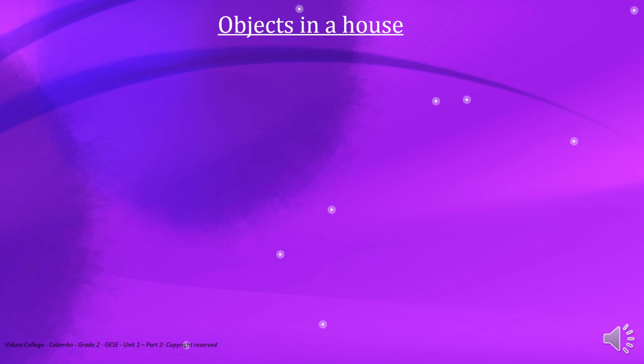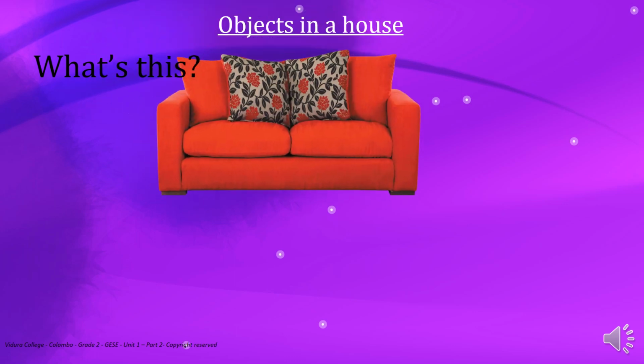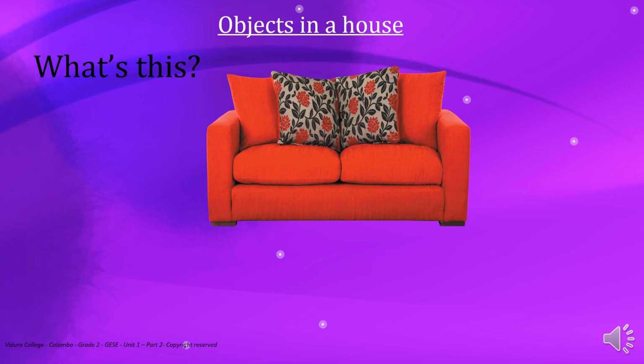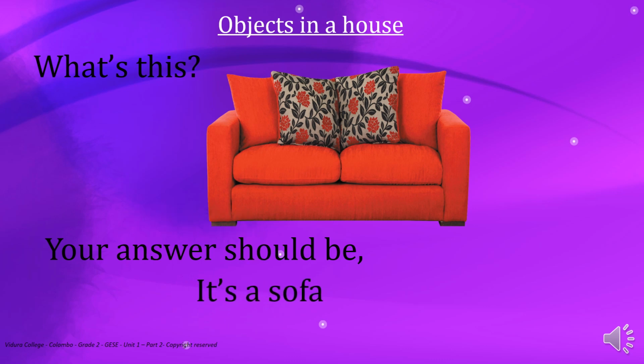Objects in a house. When the examiner shows you a picture and then asks you a question saying, "What's this?" How are you going to give the answer? You're going to answer like this. Your answer should be, it's a sofa. It's a sofa. Always start it with it's. Okay? It's a sofa.